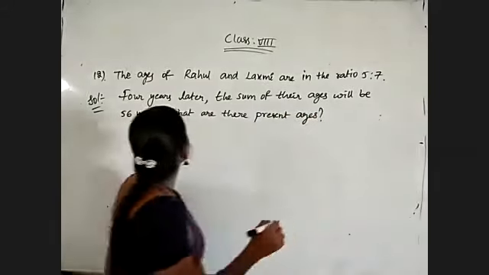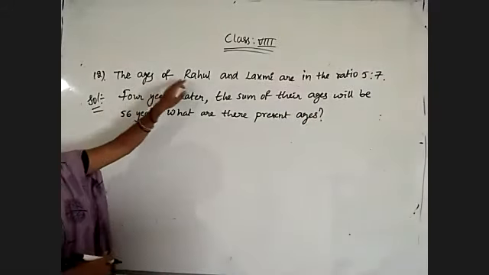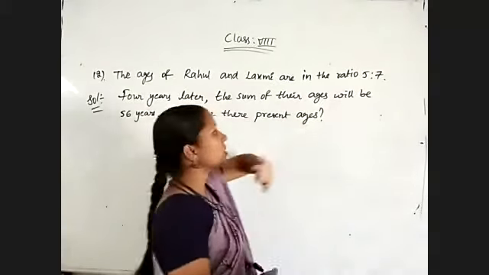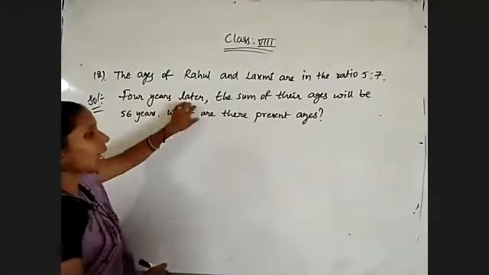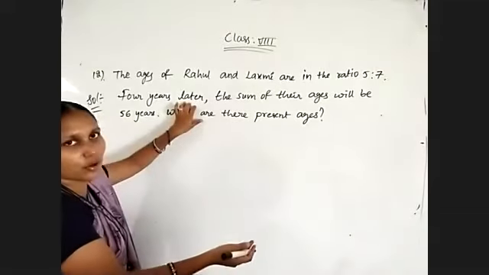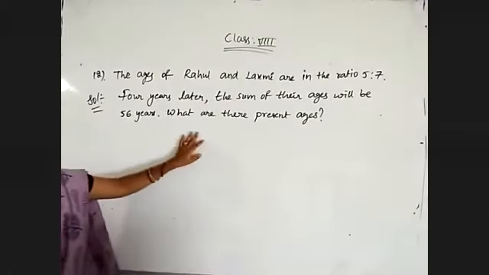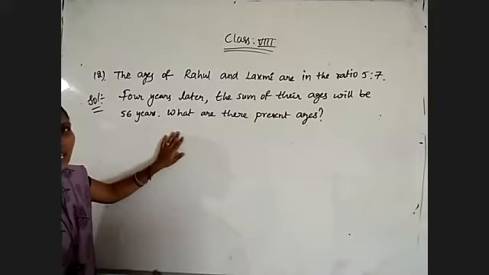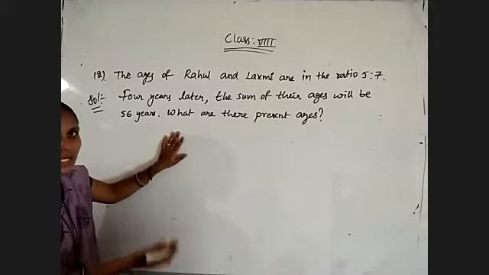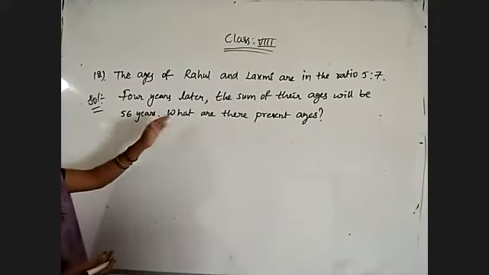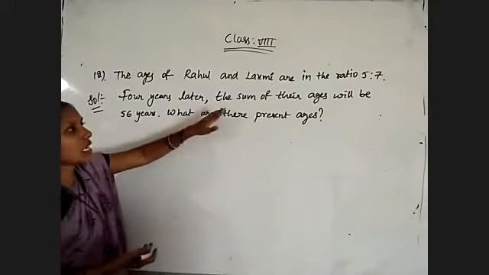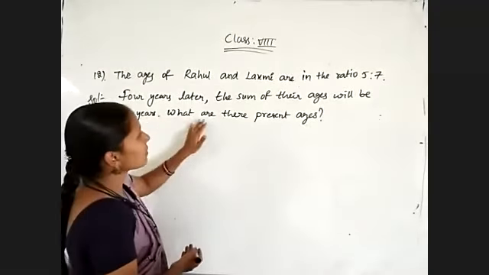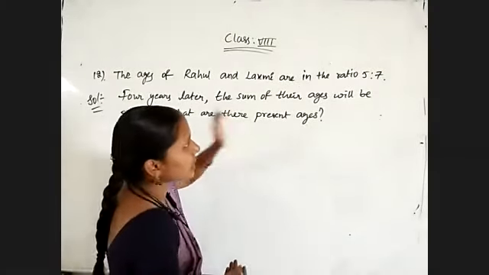Okay, observe the question. The ages of Rahul and Lakshmi are in the ratio 5:7. And 4 years later means after 4 years. See, for suppose one person's age is 12 years. After 4 years, what will be the age? 12 plus 4, that is 16 years. The sum of their ages will be 56 years. What are their present ages?